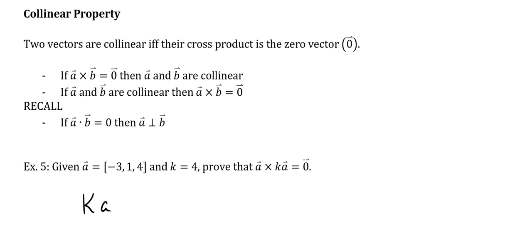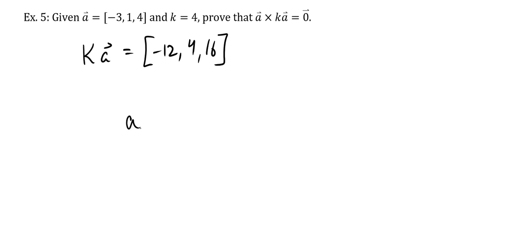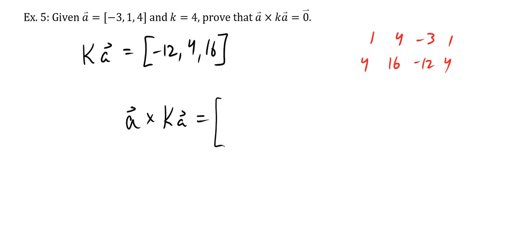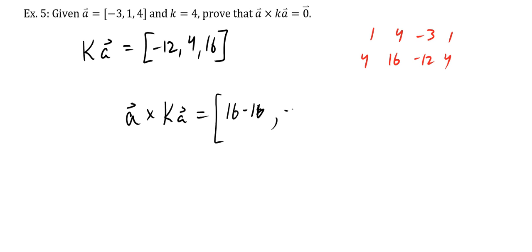So first of all, let's find K times A. So that's 4 times negative 3, 4 times 1, and 4 times 4. So remember, I do the cross multiplying and then I subtract. So this is 1 times 16 minus 4 times 4. 4 times negative 12 minus 6 times negative 3. So that's plus. And negative 3 times 4 minus negative 12 times 1. So again, that's plus.